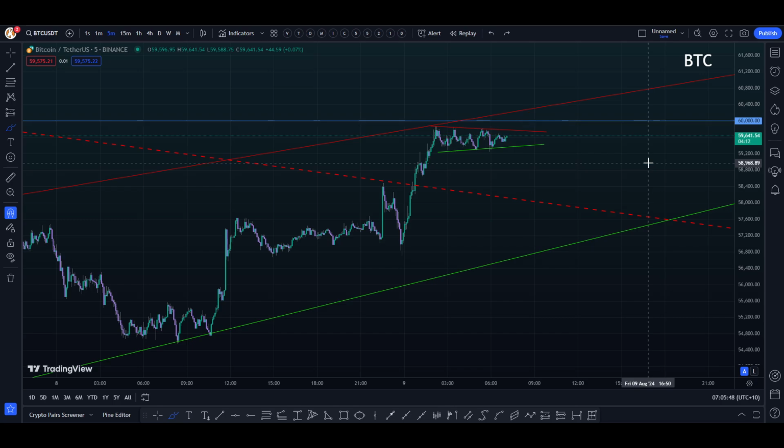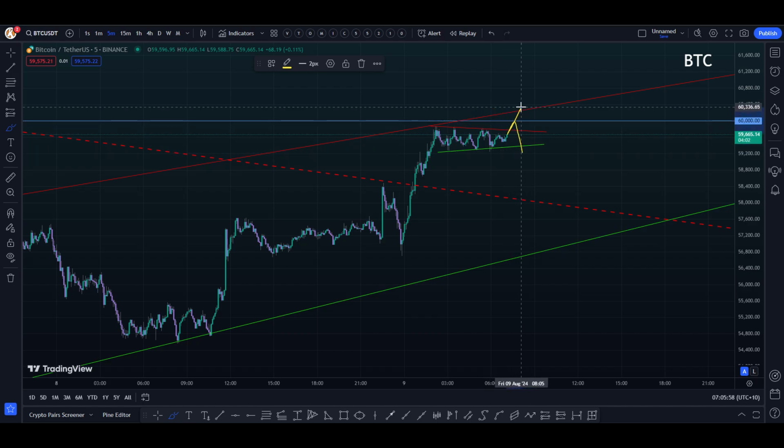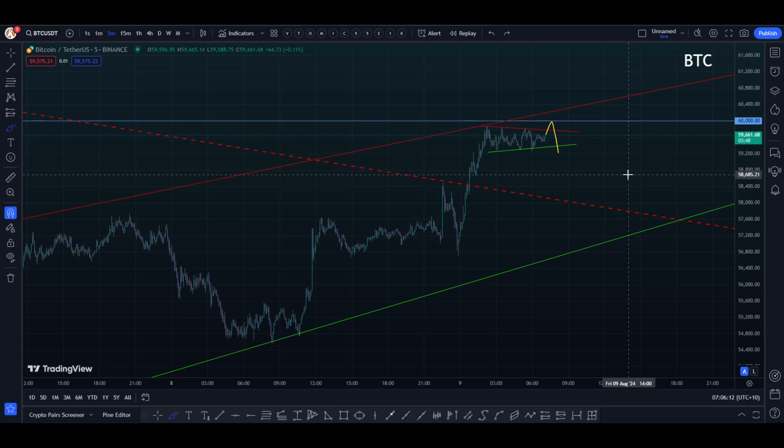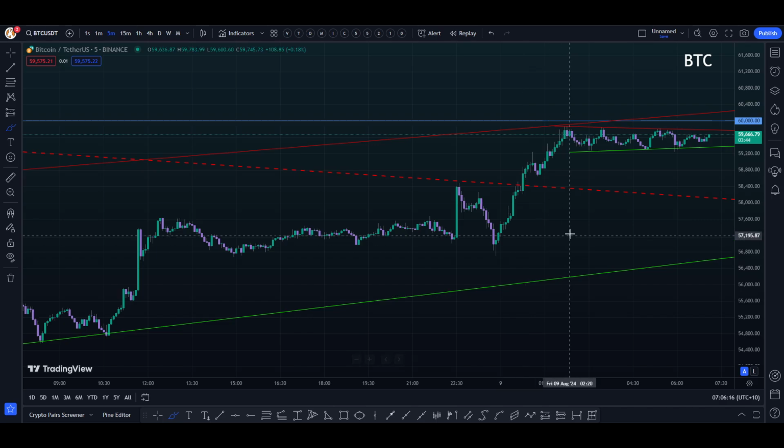So I would think it's possibly more likely, not saying that it will, that you're gonna get some kind of a rejection either here or up here. It's gonna cause some kind of bounce, and we may even travel down to test our support line that we found on the higher time frame. So that is pretty much what I'm seeing here with trend lines.